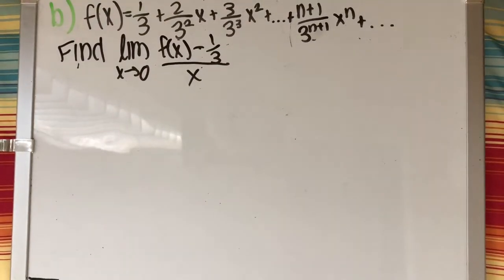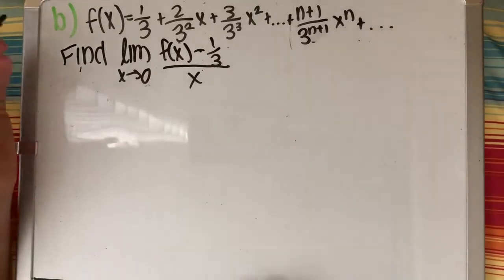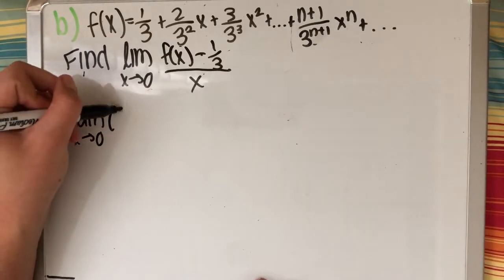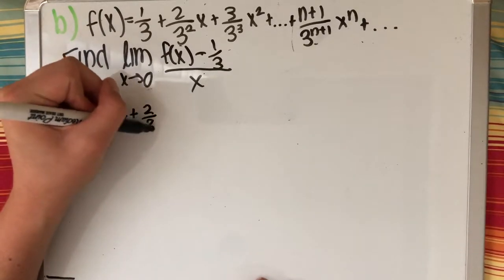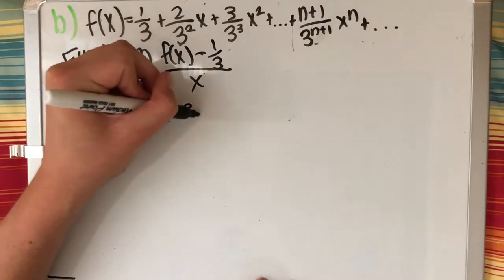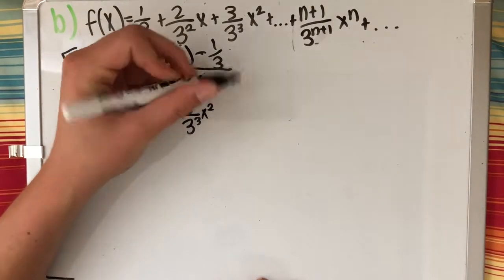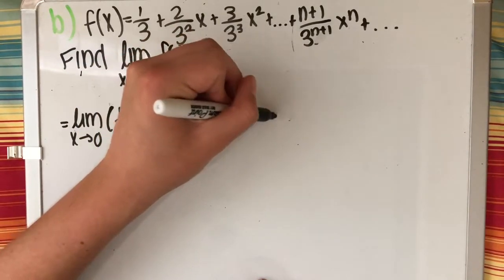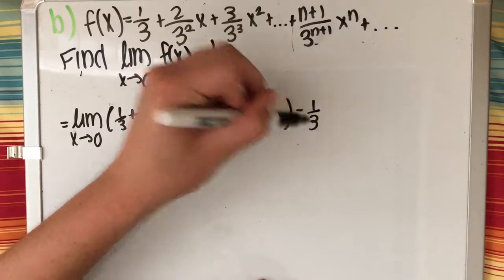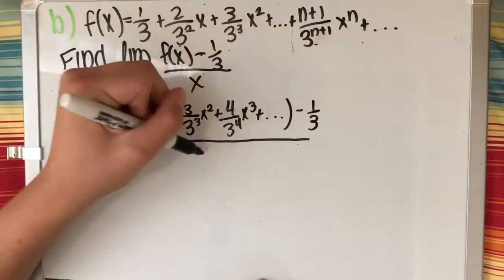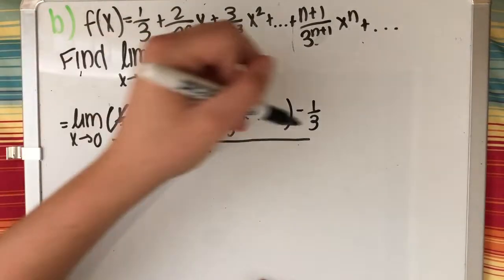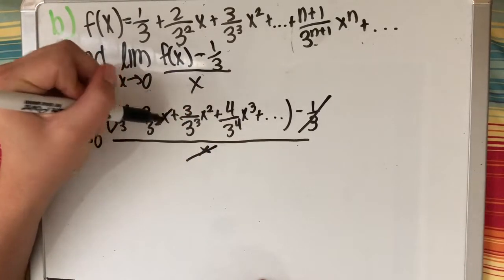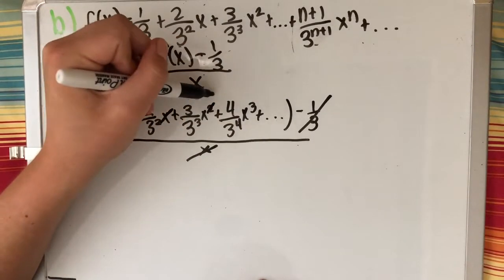So part B asks for the limit as x approaches 0 of f of x minus 1/3 all over x. So first we're going to plug in the given function for f of x. So since the constant in f of x is 1/3, we can just subtract 1/3. And then all the rest of the terms have an x, so we can just divide the top and the bottom by x.